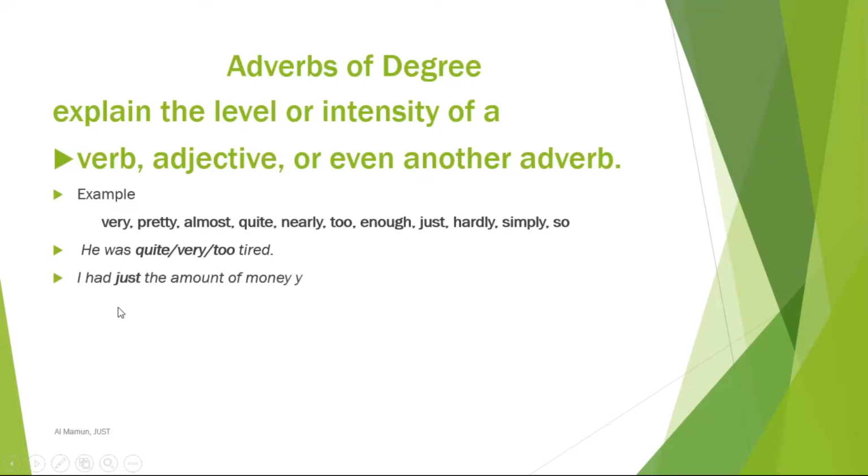I had just the amount of money you needed. So just the amount of money, not more than that, not less than that. He was hardly walking. So it talks about the manner, it talks about the level or the intensity of his walking. I nearly got an accident.